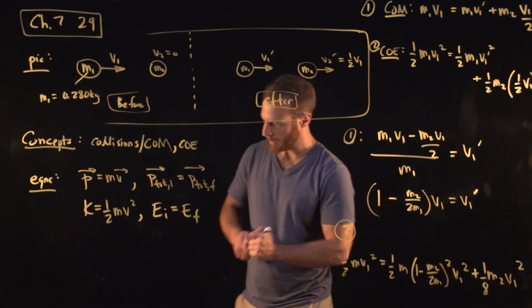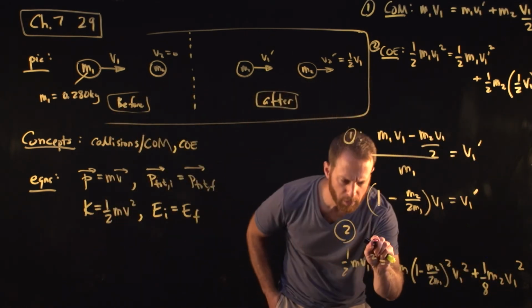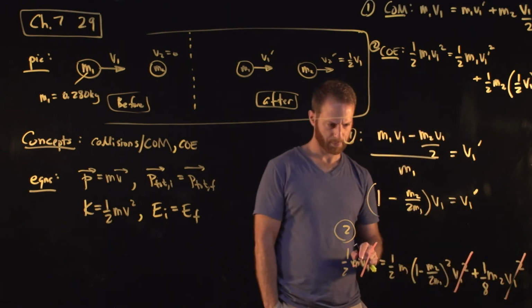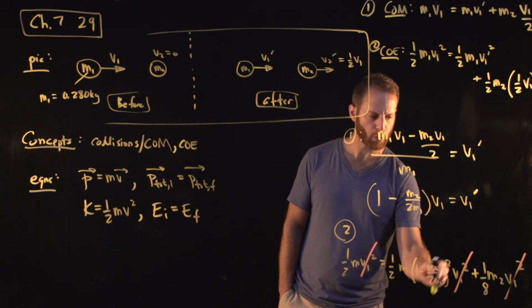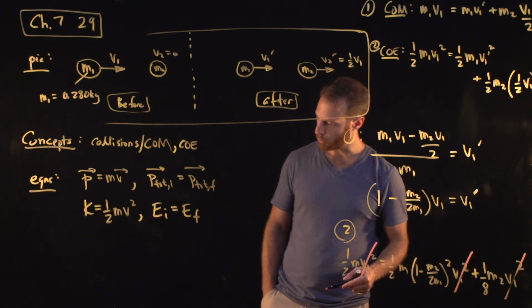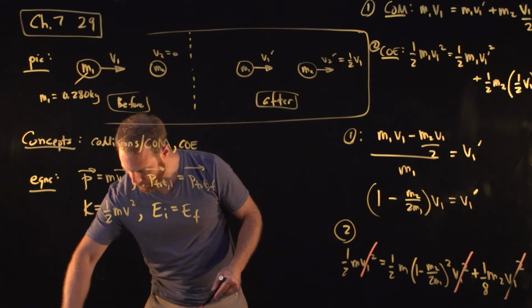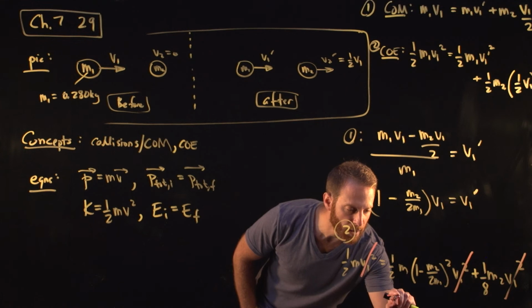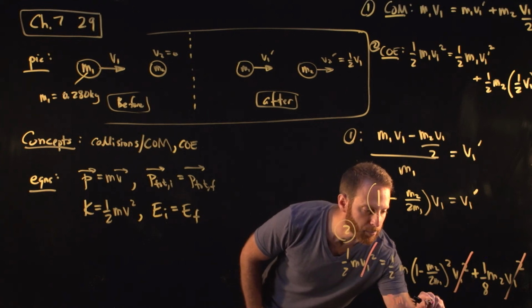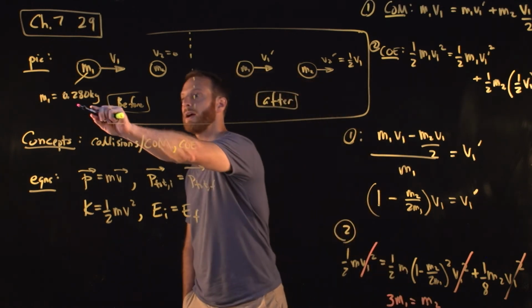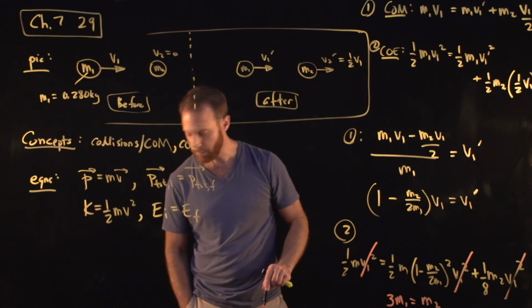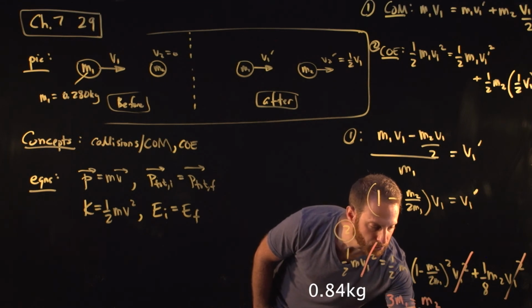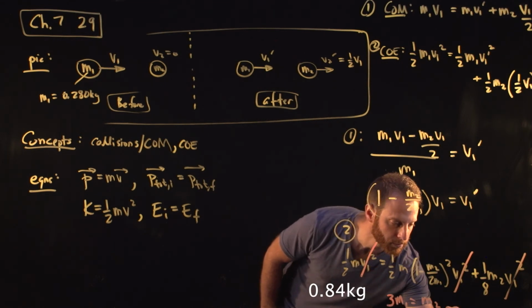Okay. The nice thing about this is that the v1 squares cancel, and we can now rearrange this and solve for m2, the thing that we want, in terms of m1. I will skip the detailed steps at this point and just tell you that what you'll find is that 3m1 is equal to m2. And so when you actually plug in the value of m1, you'll find that m2 must be equal to 0.84 kilograms.